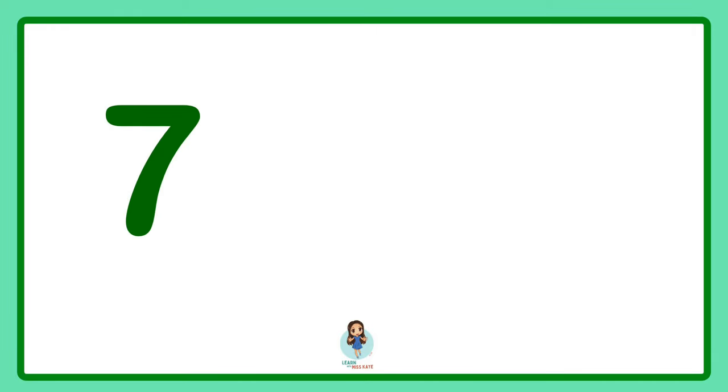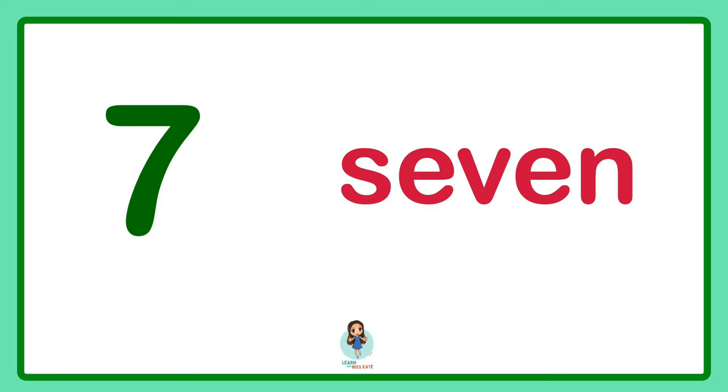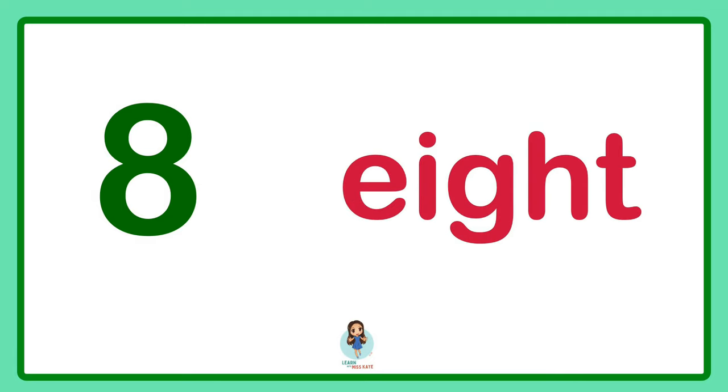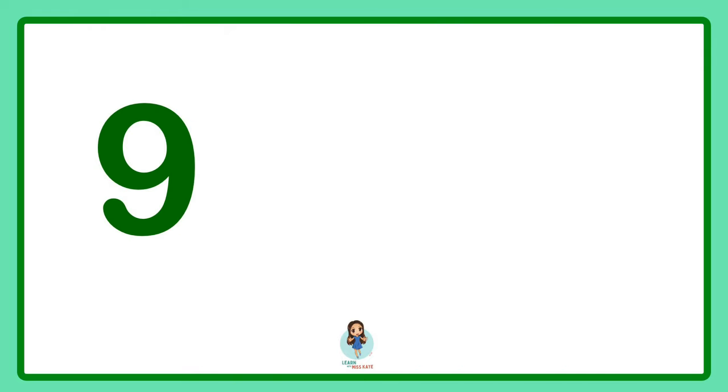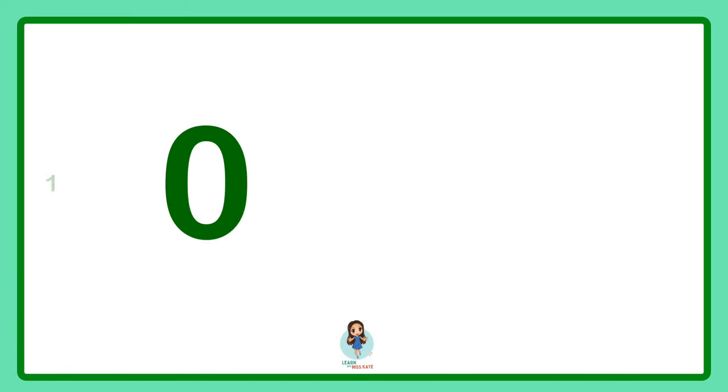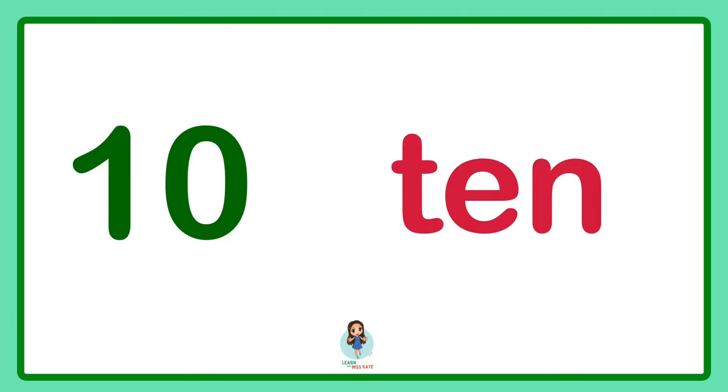What number is this? 7. We spell 7 like this. Say it with Miss Kaye. What number is this? 8. And we spell 8 like this. Who can tell me what number is this? It is number 9. And we spell 9 like this. Say it one more time. 10. And we spell 10 like this.